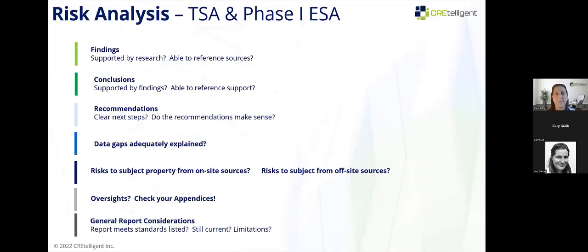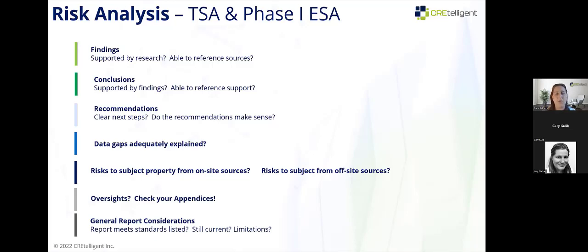Have there been any data gaps in that report? Again, have they been adequately explained? Do you feel like the report isn't complete, or they can't get a good opinion from the EP if you don't have that information? If that's the case, you need to fill that gap. It needs to be able to be closed so that you don't have any outstanding information that could make your property quickly go from no risk to excessive risk. Are there risks to the subject property from on-site sources or again from off-site sources? And were there any oversights?